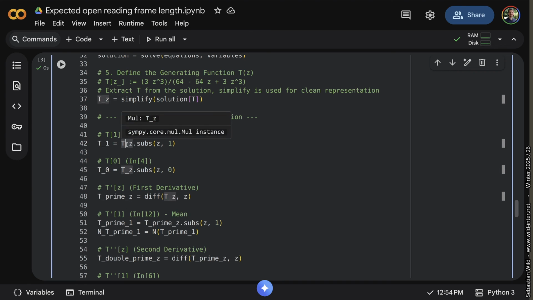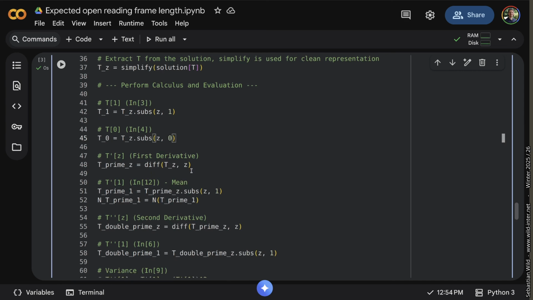That's the solution for the probability generating function of the start state. So the number of steps we take from the start state. But I'm just inserting z equals 1. So that thing will just sum up all the probabilities. So it has to be 1. If I substitute 0, I get the probability that it takes 0 steps. It should be 0 in this case, because from the start state we have to take at least 1 step.